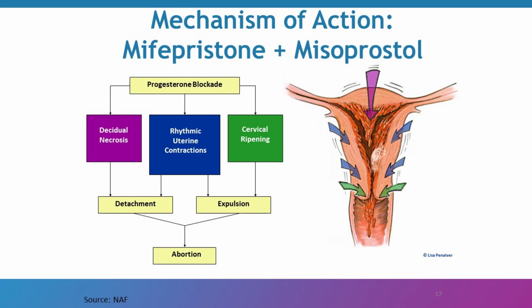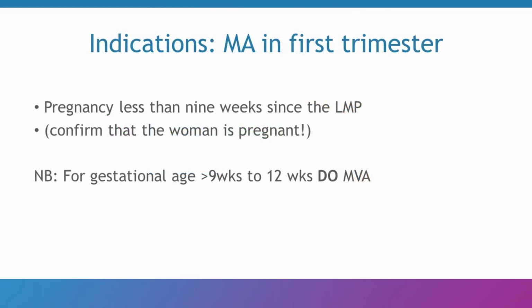What are the indications for using medical abortion drugs? We can use them in the first trimester for a woman whose pregnancy date is less than 9 weeks of pregnancy.